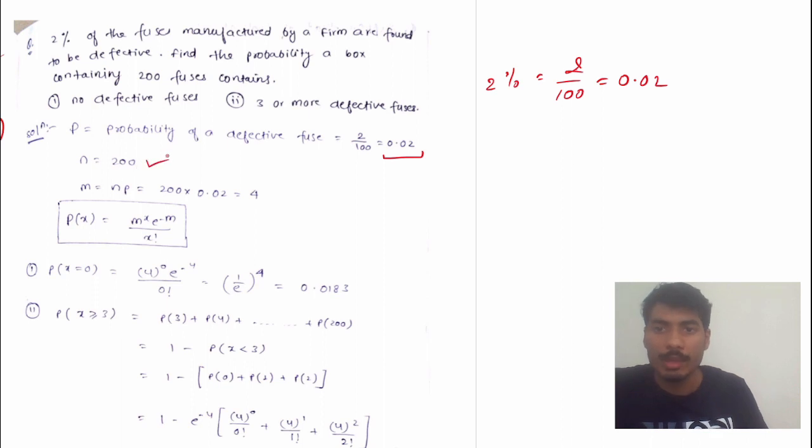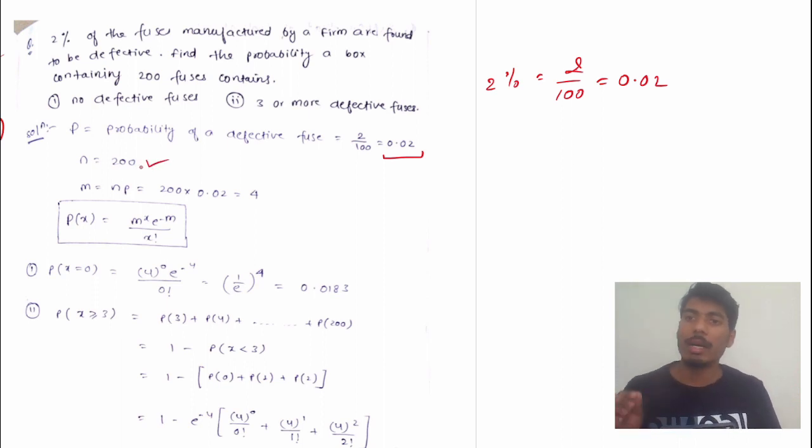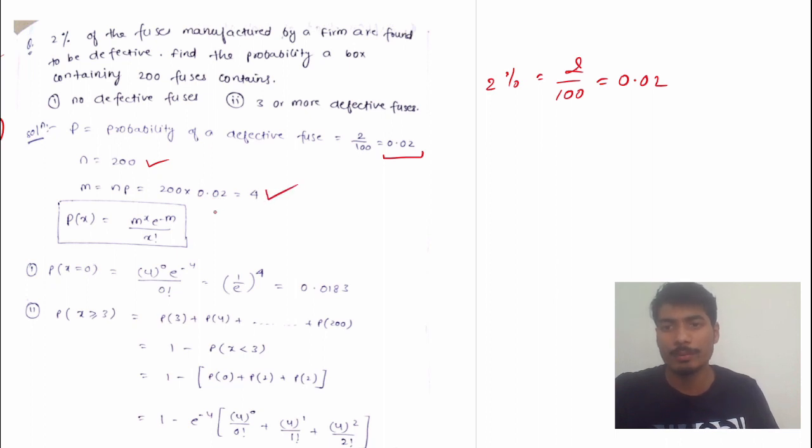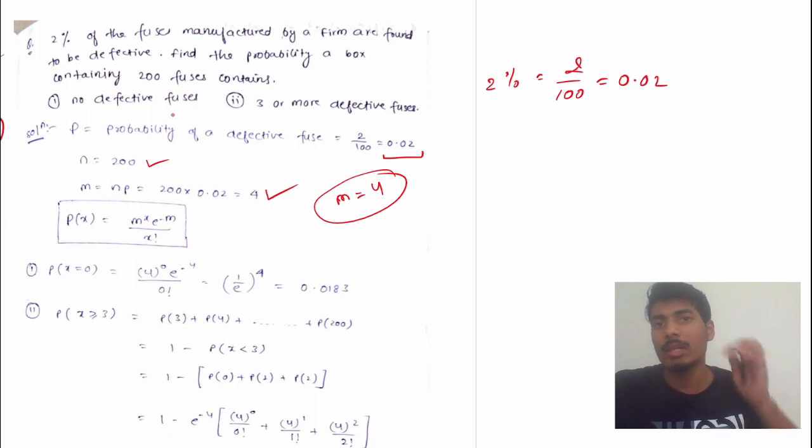And n is the number of trials. If we know p and n, we can easily find the mean. Mean equal to np. So n into p, where n is 200 into p is 0.02, so it becomes 4. Now we know the value of m also. m equal to 4. In the first question, no defective fuse means x equal to 0. So we use the formula of Poisson distribution. P of x, x equal to 0. In the place of m we put 4 and in the place of x we put 0.